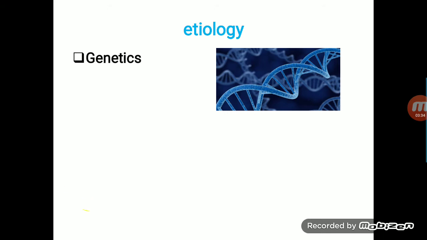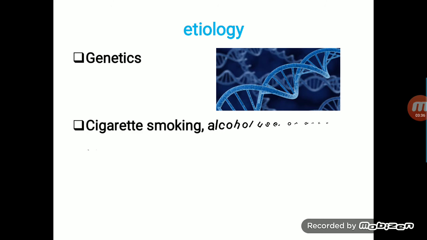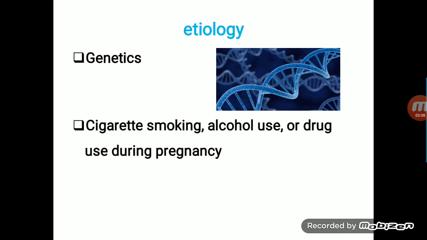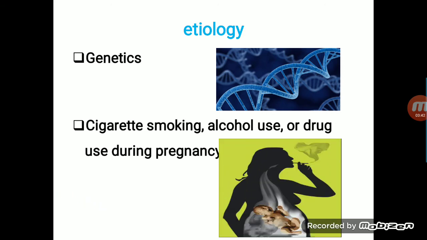Now the next one is exposure to substances like cigarette smoking, alcohol use or drug use during pregnancy, which can affect the child after delivery. So during pregnancy, if the mother is exposed to any such substance, it may disturb the child's normal brain development, and due to that the child will be at a higher risk of getting affected with this disorder.